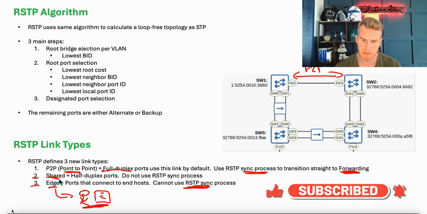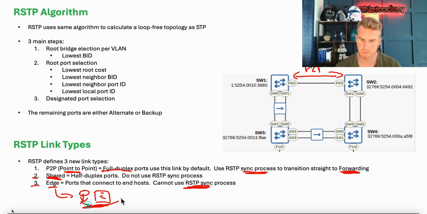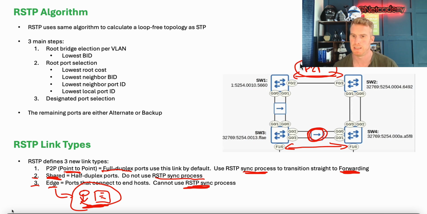And the same goes for shared, but these do not connect to end devices like servers and workstations, but instead connect to other networking devices, with a shared medium like a hub in the middle, and therefore again you cannot use the RSTP sync process. So just know, in RSTP, unlike STP where there's no sync mechanism, you can use the sync mechanism, but only when you've got this point-to-point, full duplex configuration.